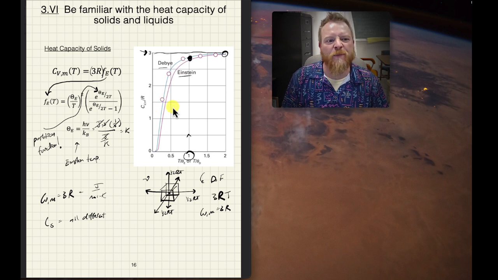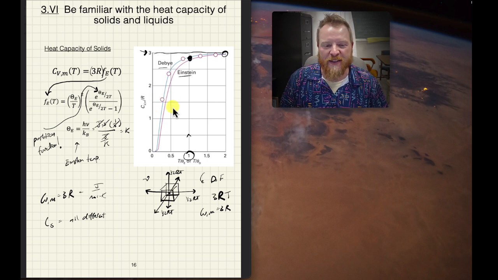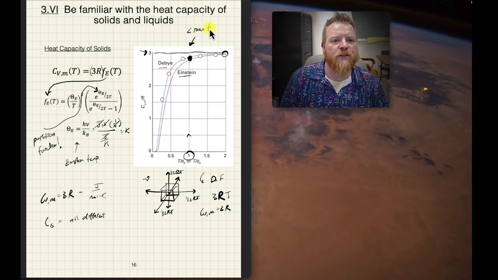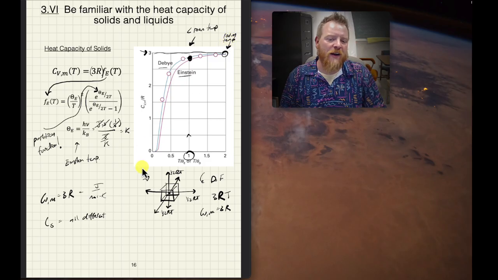But 3R is our idealized value for the heat capacity of a solid at large temperatures, meaning greater than the Einstein temperature. So really, this is still less than room temp. So we expect solids at room temp to be approximately 3R.